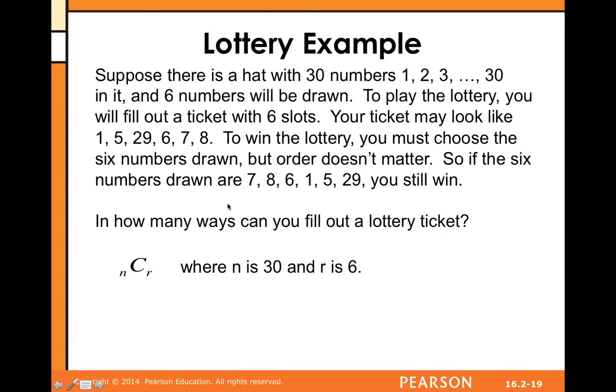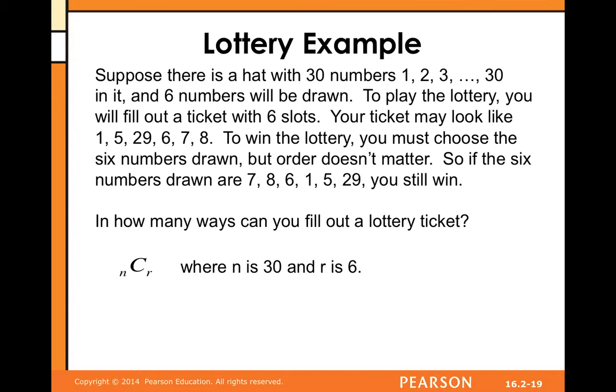Here's the lottery example again, but this time, notice the difference. We still have a hat with 30 numbers in it. 6 numbers will be drawn. To play the lottery, you will fill out a ticket with 6 slots. Your ticket may look like this, again. Here's the difference though. To win this lottery, you must choose the 6 numbers drawn, but the order in which you write down your numbers doesn't matter.